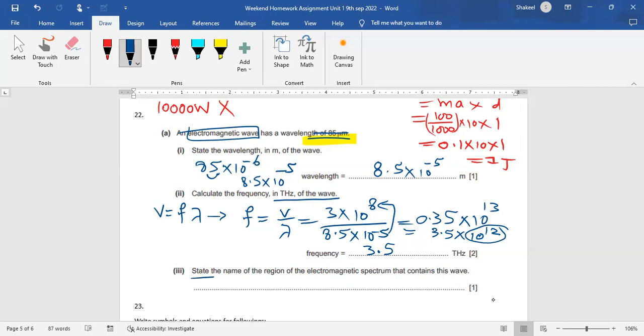State the name of the region of the electromagnetic spectrum that contains this wave. This is from the estimation. Which wave has a frequency of 10 to the power 12 hertz? That comes in the X-ray range. So this is X-ray.